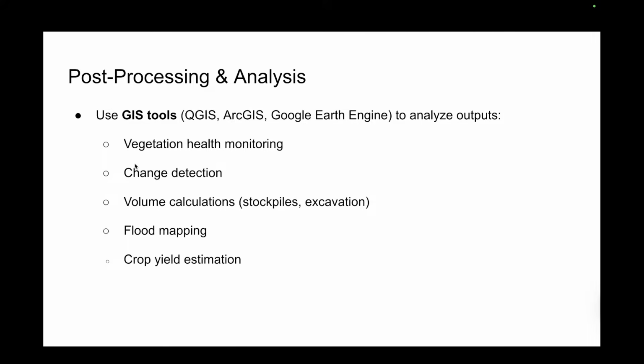Now, post-processing analysis. Suppose I create the composite. Now this composite we can easily use in QGIS software. We can also use ArcGIS software, as well as Google Earth Engine, to analyze the output. After compositing the image, we can check vegetation health monitoring, or apply change detection, volume calculation, flood mapping, or crop yield estimation. After creating the composite from drone imagery, we can apply this type of imagery in QGIS or ArcGIS software. We can also use Google Earth Engine, and do different types of analysis.